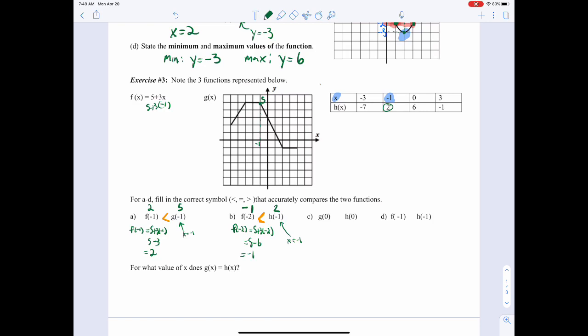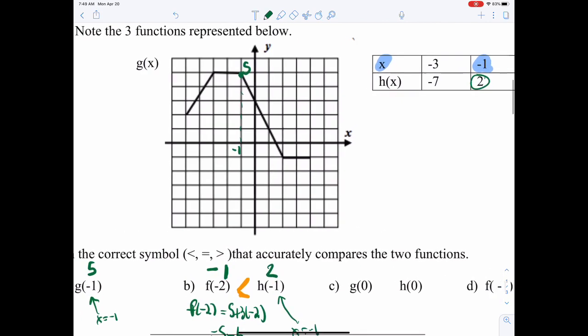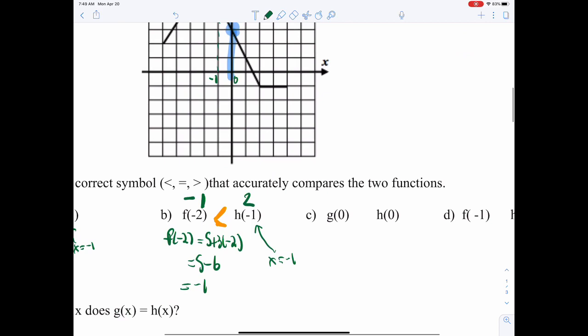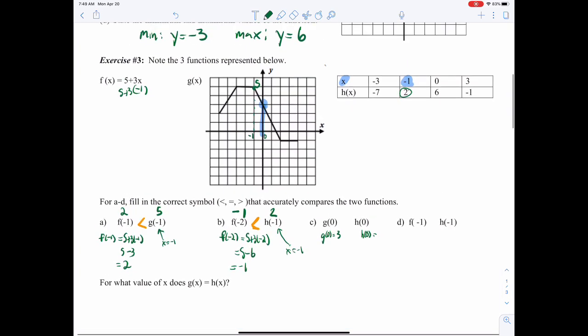g of 0. So g of 0, if you look on our graph, 0 is right here. You go up to where you hit a point. You hit a point right there. So g of 0 is going to equal 3. h of 0, if you look at your table, h of 0, your y is 6. So we're going to have g of 0 is less than h of 0.